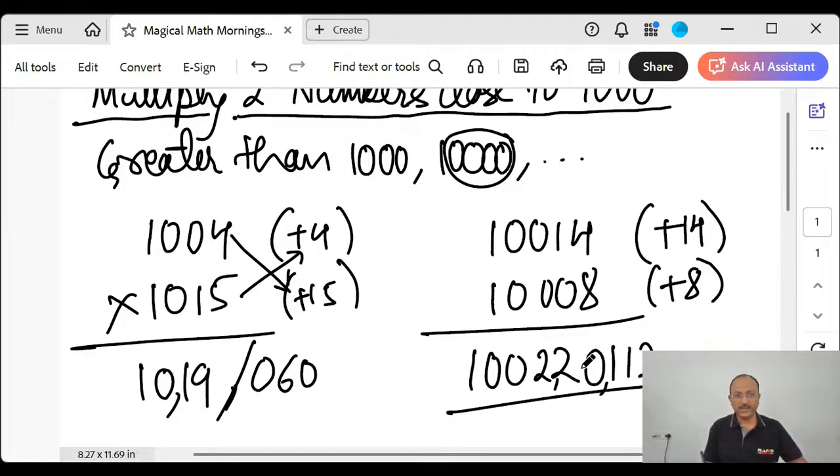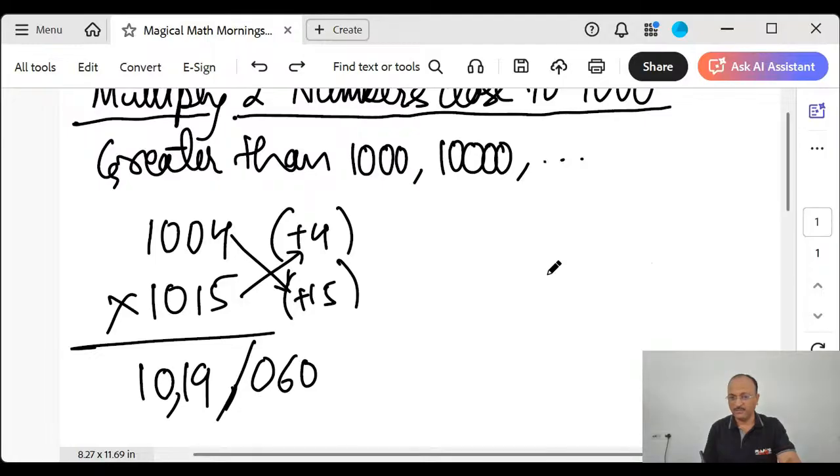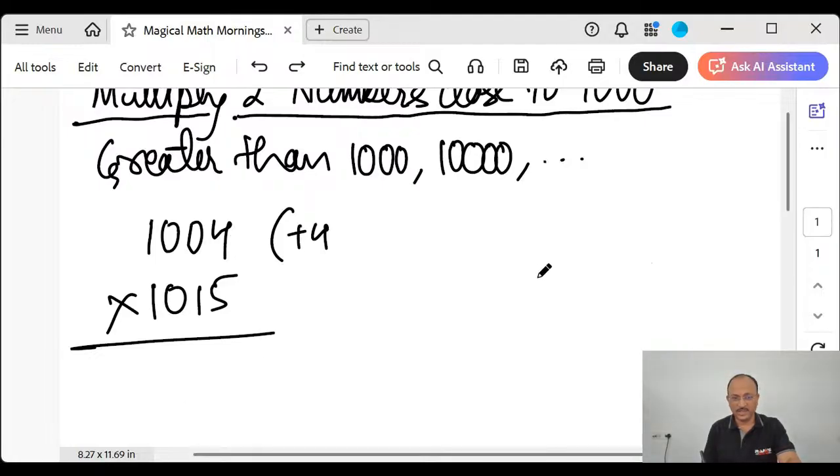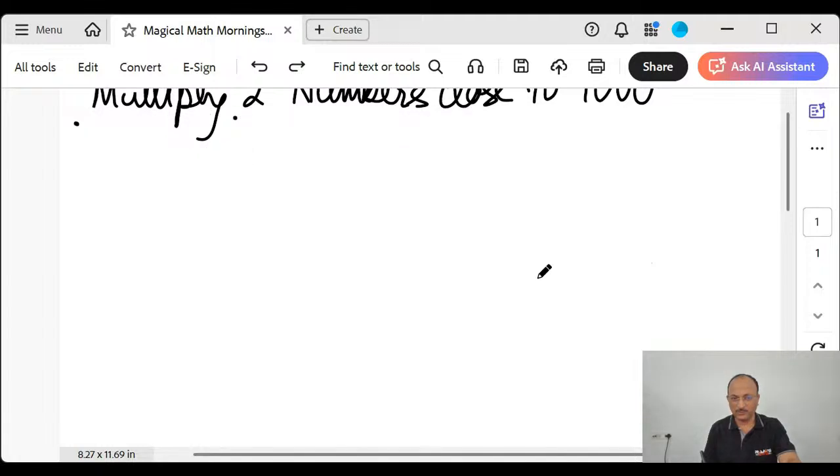Now, shall we see some examples where one number is greater than the base and one number is less than it? There we have to use the Nikhilam Sutra. Nikhilam Navatashcharamam Dashatah. I'll give the problems, but after explaining this concept also.